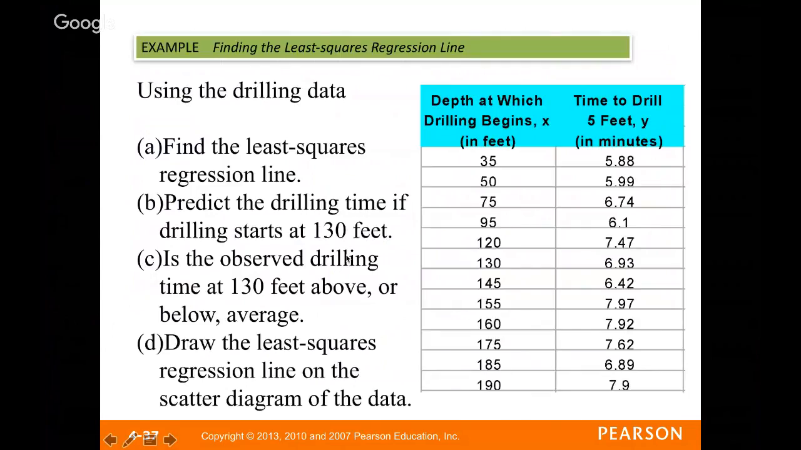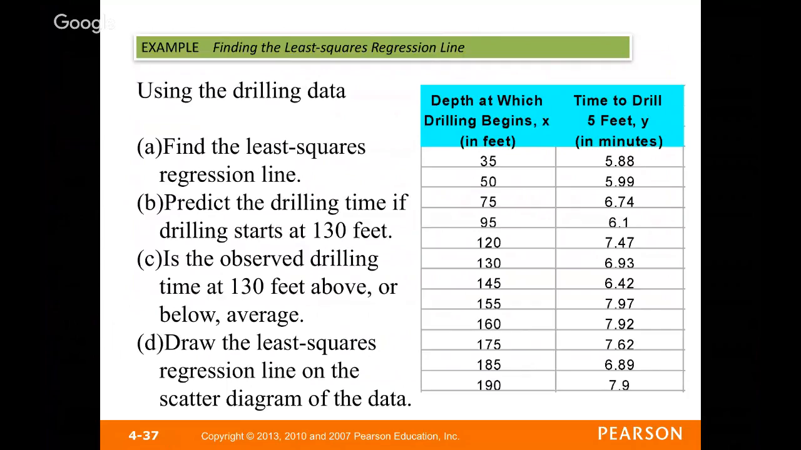So this is the same drilling data we've been using throughout. And what we want to do for this is find the best fit line. Then we're going to look in particular at 130. We want to find a prediction at 130, and we want to see if that prediction is above or below the point that we actually found.